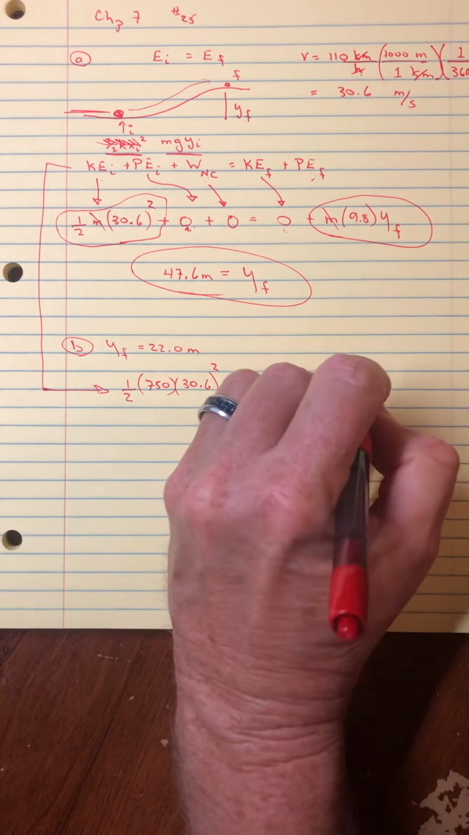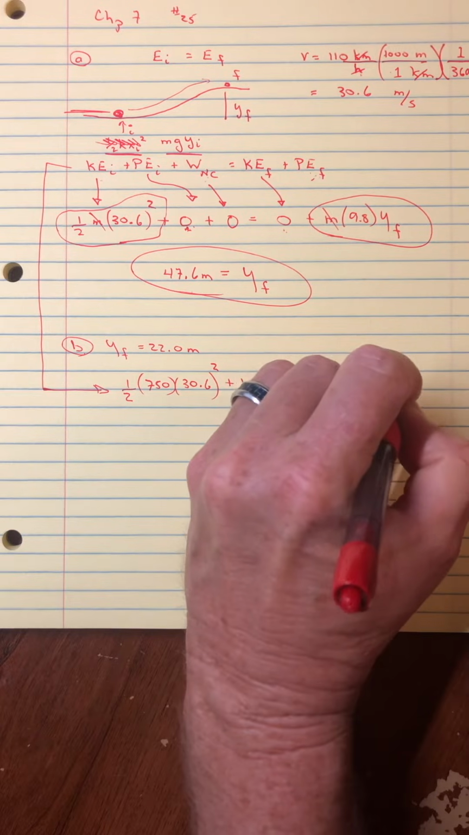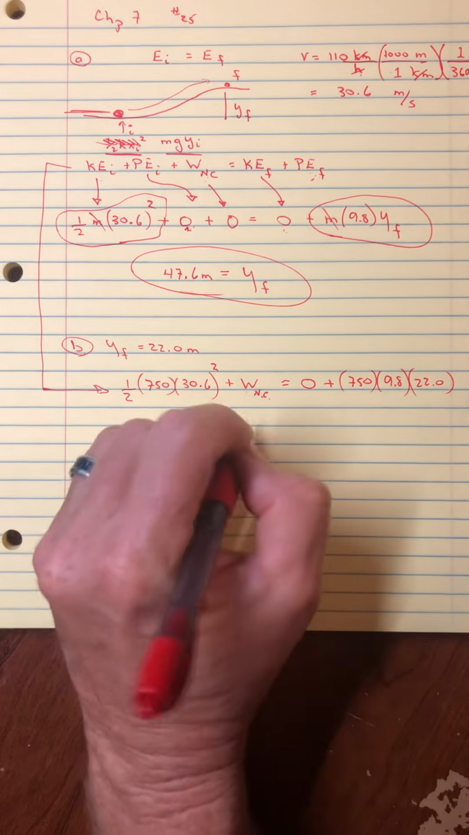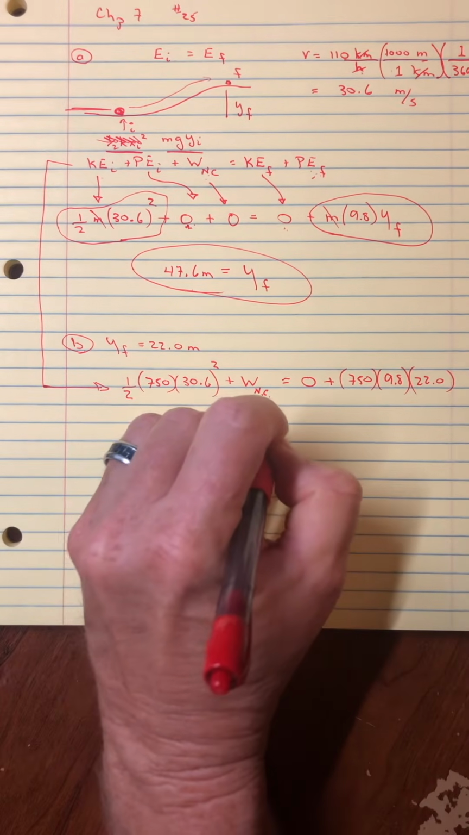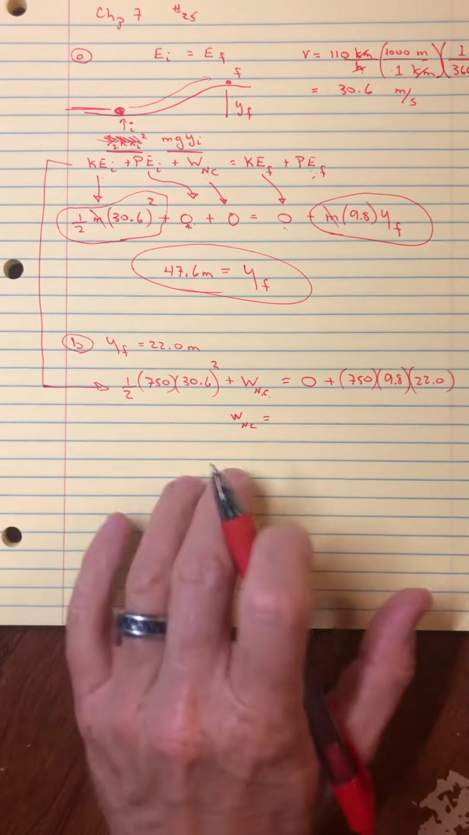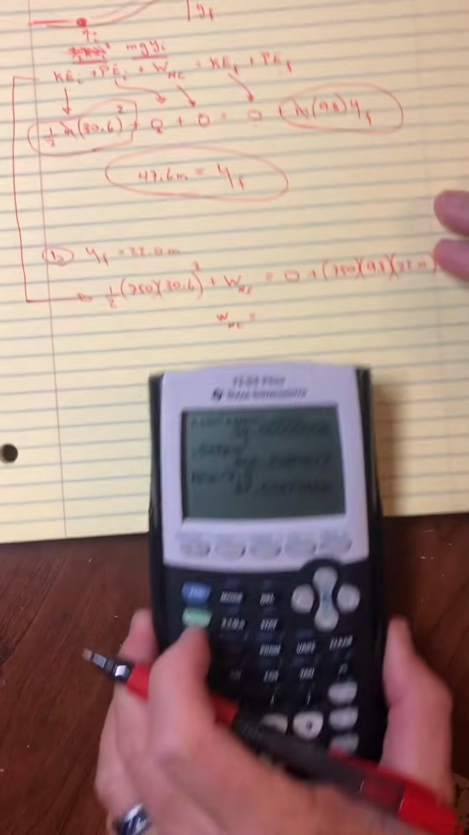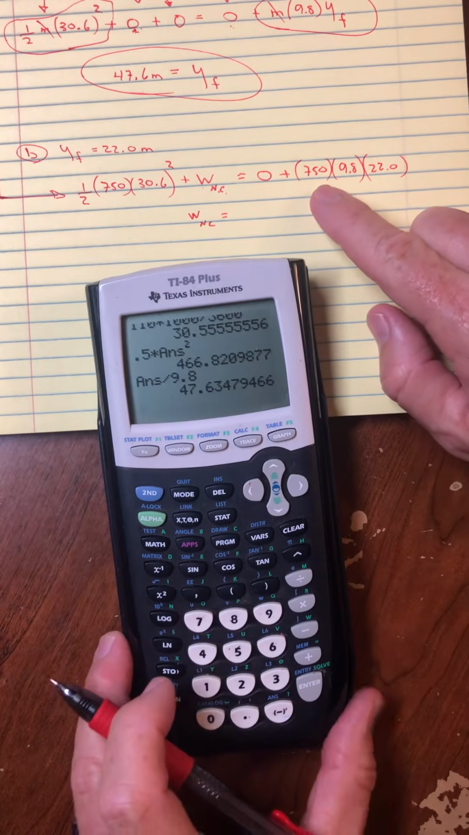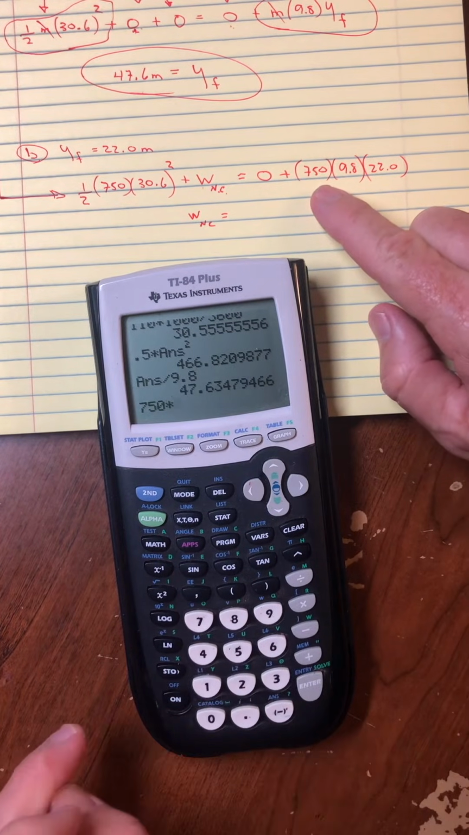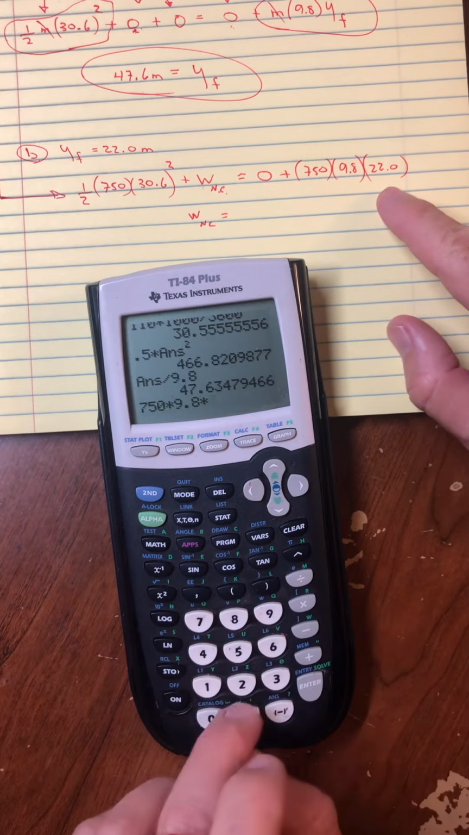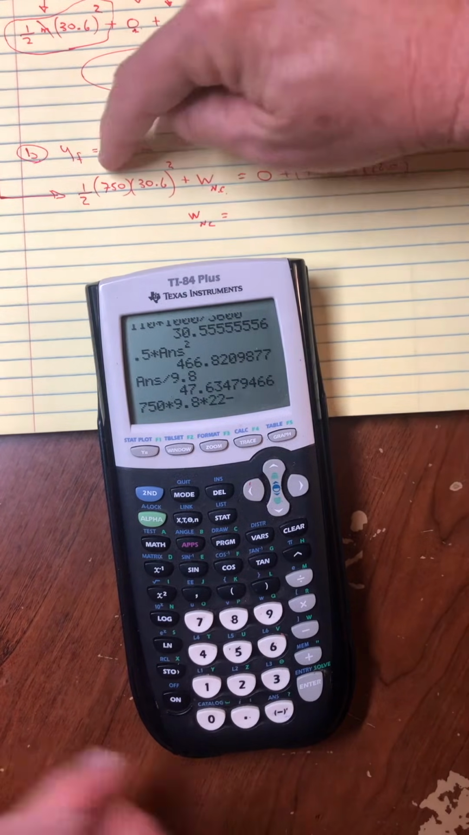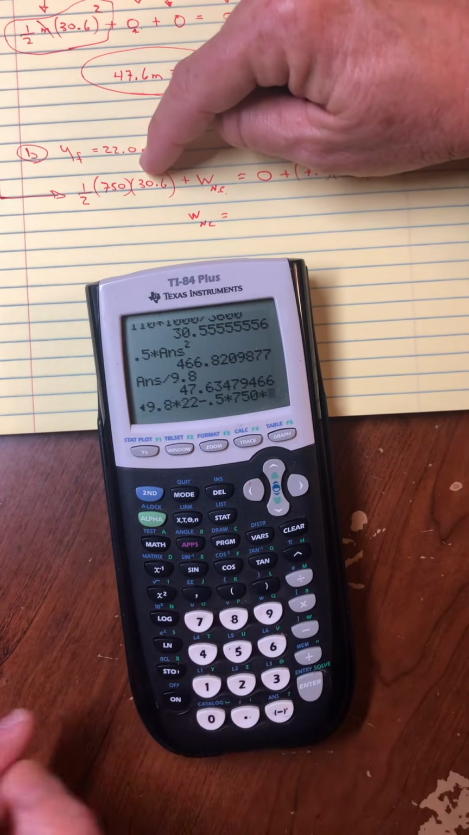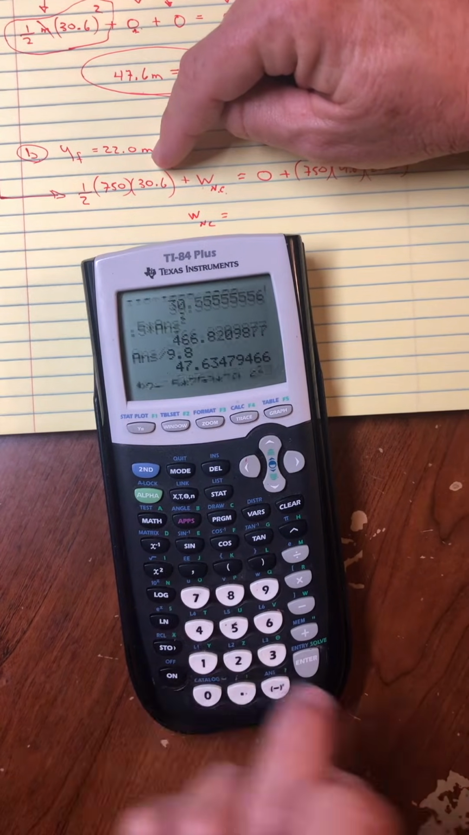So this would be m g, and our height would be our 22 meters. And so now I can figure out how much work is done by this non-conservative force. Okay, so I'm going to take the 750 for the mass, the 9.8, and the 22, and subtract the 1/2 times 750 times 30.6 squared.